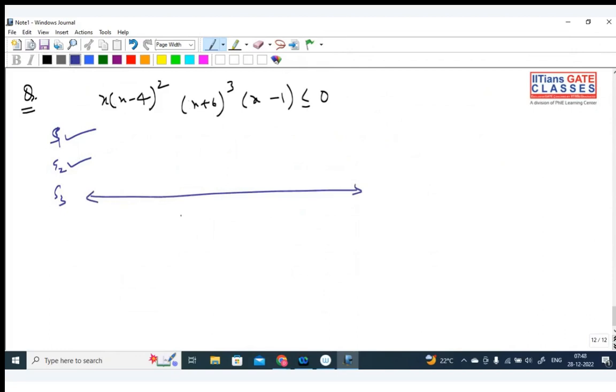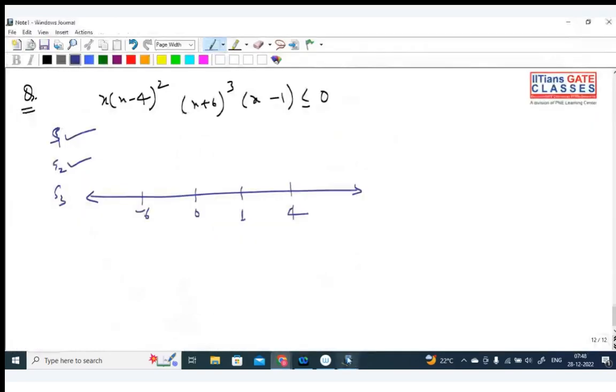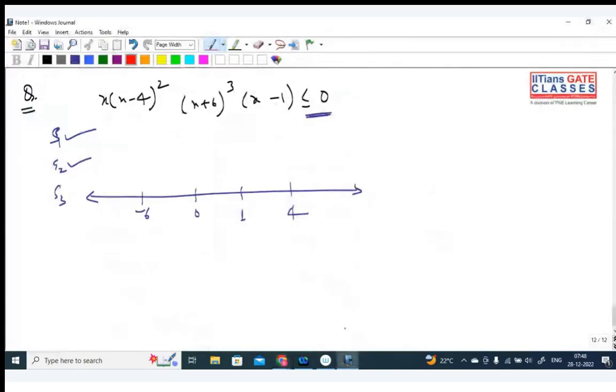How many roots are there? You see, this is minus 6, and there is 0, and there is 1, and there is 4. You don't have to worry about these powers. Now this is negative, but don't think that we will start with a negative sign. You have to start with positive only.